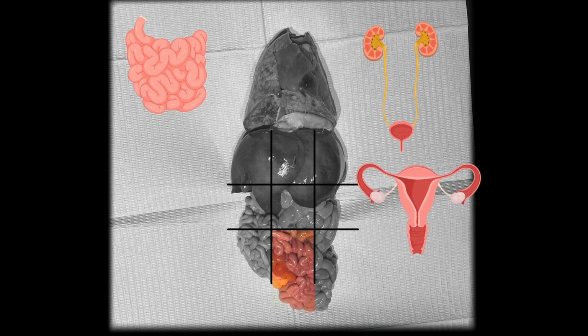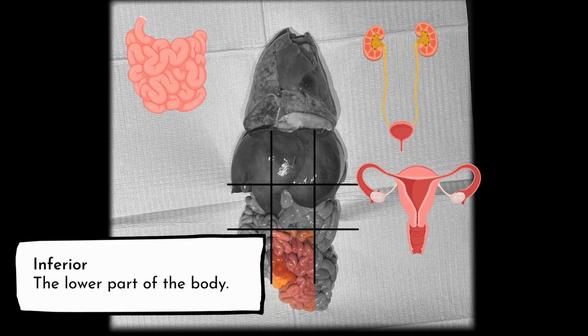After that is the hypogastric region that has the small intestine, left and right ureters, and the reproductive organs such as the right and left ovaries and the fallopian tubes that can be found in females. A good example for the directional term is the urethra is inferior to the bladder.